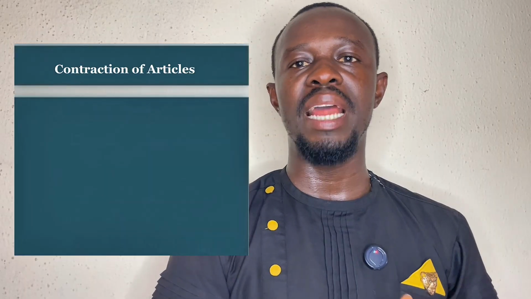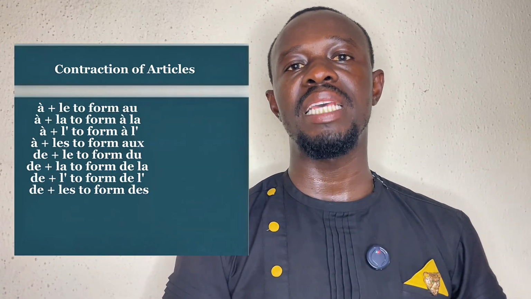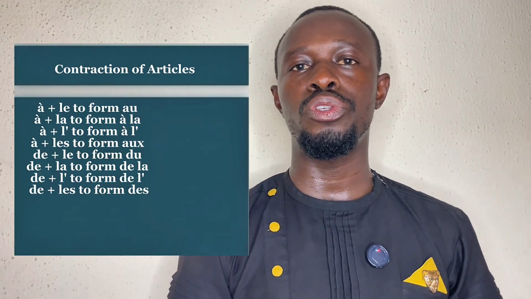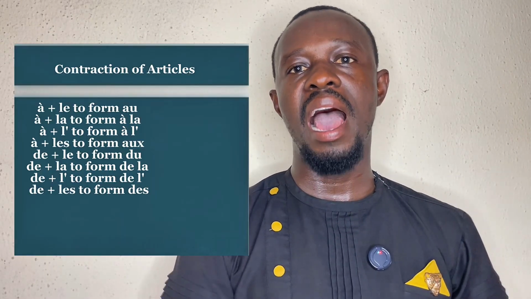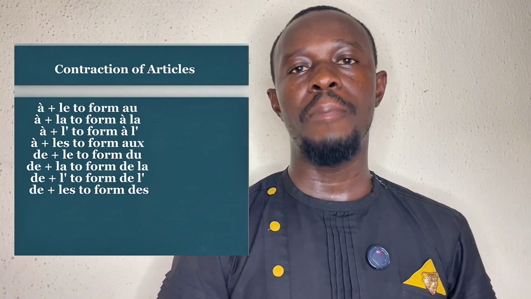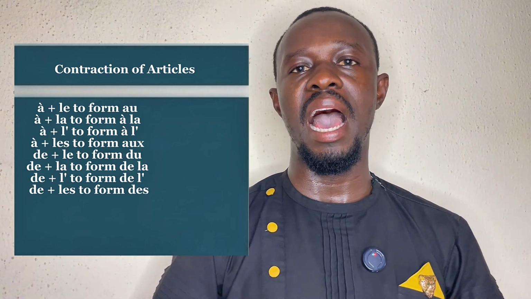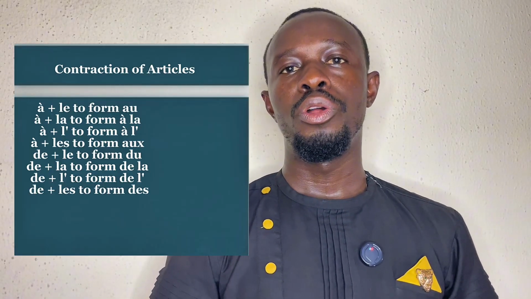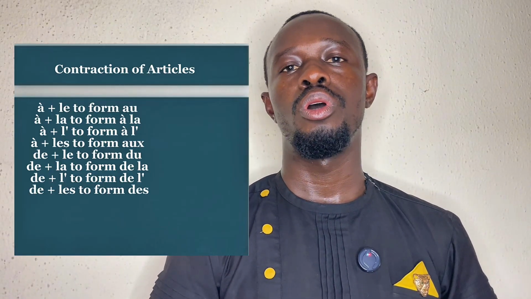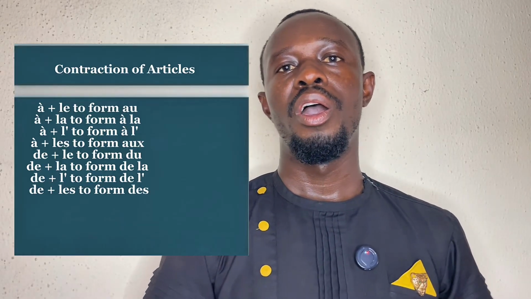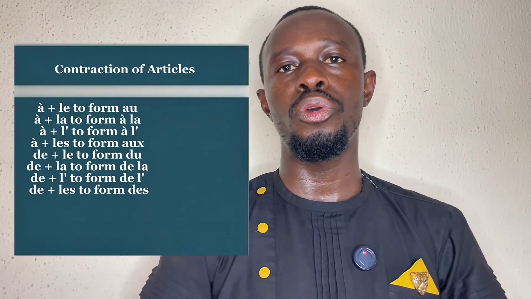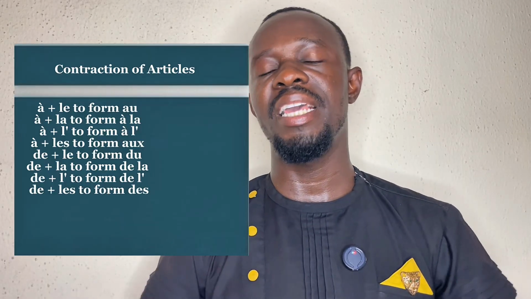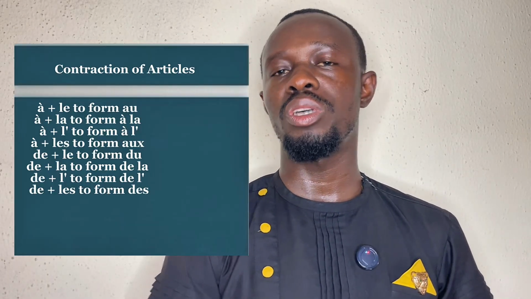Some definite articles contract with the prepositions à and de in the following ways. Now, in French, we don't say à le. Instead, it gives us au. À la remains à la. À l'apostrophe remains à l'apostrophe. À les changes to aux. Then de le gives us du. De la gives us de la. De l'apostrophe gives us de l'apostrophe. De plus les gives us des. So we don't say de les.